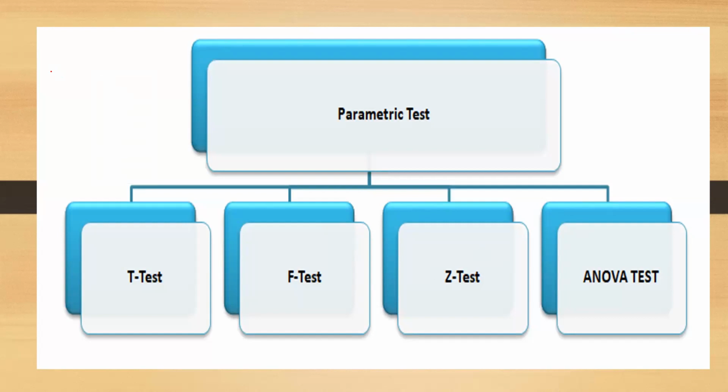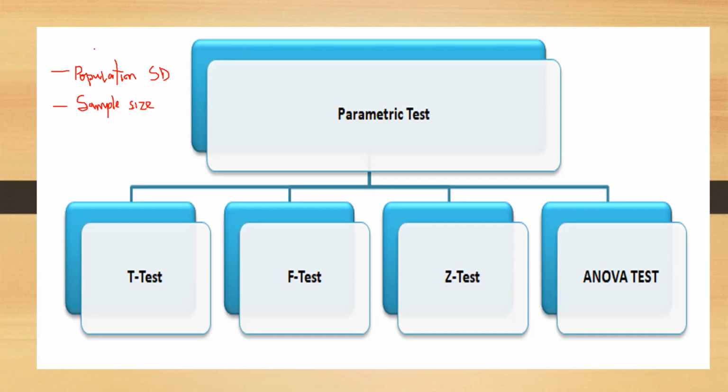Number one is population. Can you see my screen? Can you see what I'm writing? Population standard deviation. Number two, sample size. These are the two situations that differentiate between your t-test and your z-test.